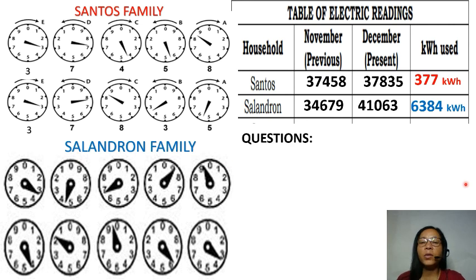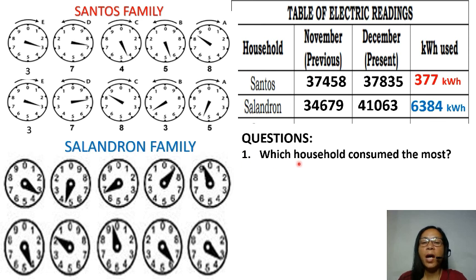Now, let's try to answer some questions. Question number one, which household consumed the most? Pag sinabing the most, alin dyan ang malaking nagamit na kuryente? So, tingnan natin kay Salandron, tingnan naman natin kay Santos. So, what do you think? Which family? Of course, Salandron family consumed the most of electricity. Kasi 6,000 yun, samantala kay Santos is 377 lang.